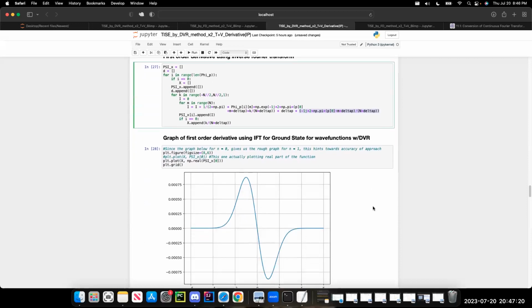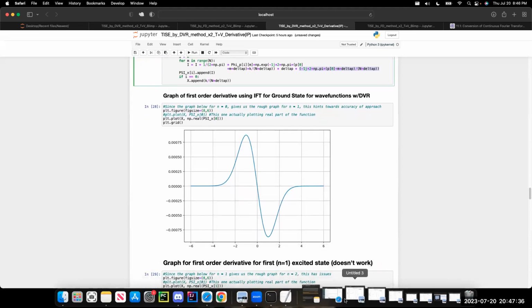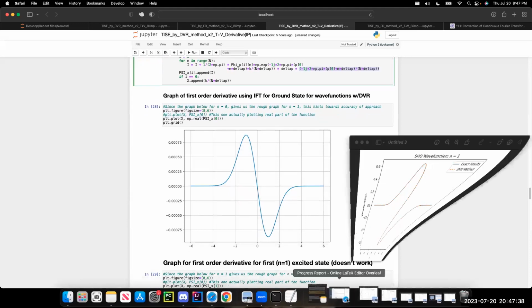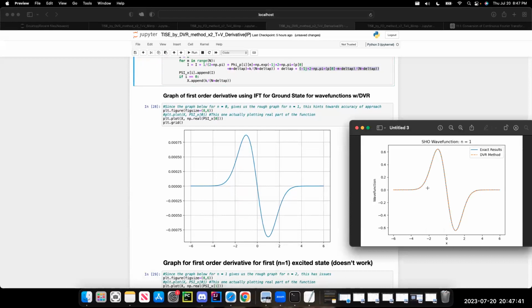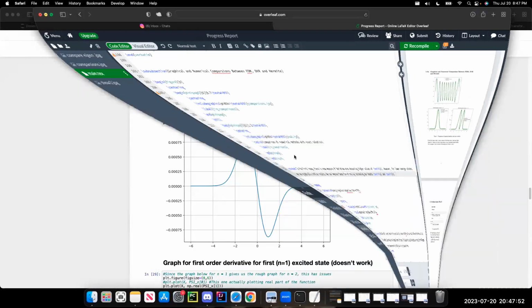And if we graph the derivative of, let's say, n equals 0, this is the graph for the ground state wave function within this paradigm of the inverse Fourier transformation and calculating the derivative and so forth. We see that it correlates with n equals 1. So if I were to graph the derivative of n equals, let's see here.